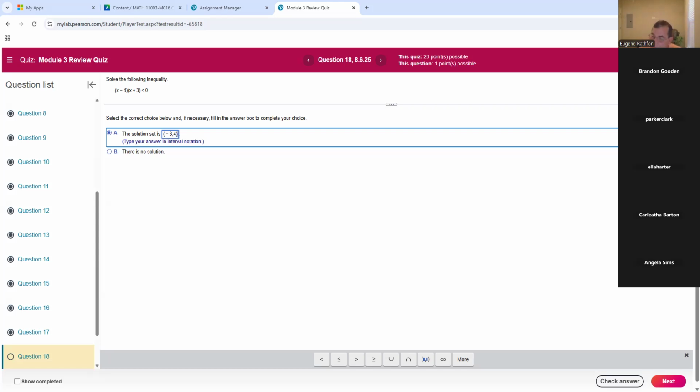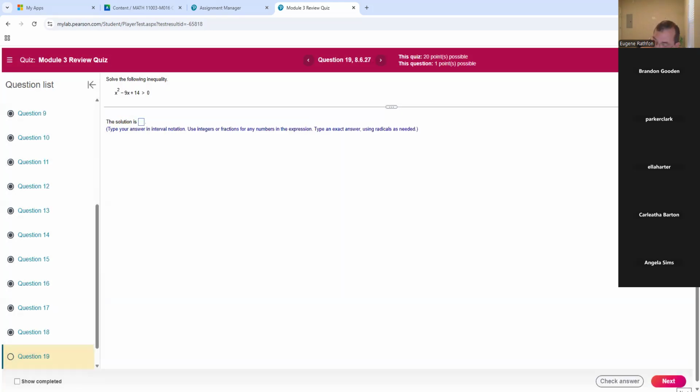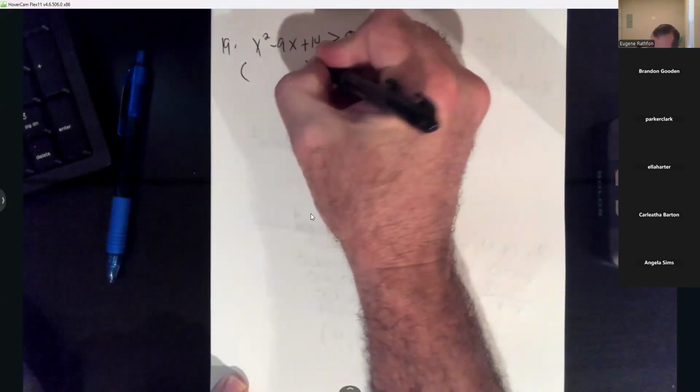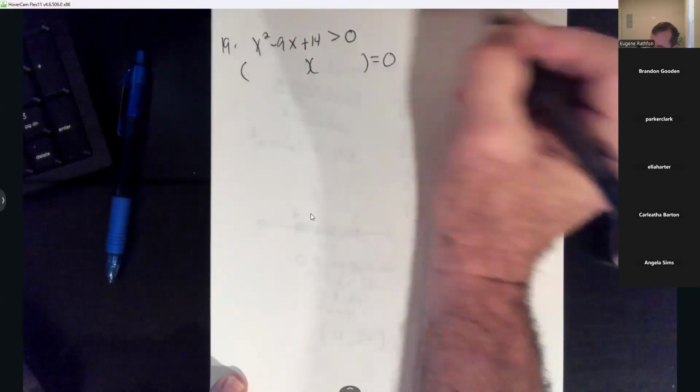Now, 19 will be the same thing. The difference on 19 is we got to factor it, okay? So let's see what we get on this 19. So 19, we got to factor x squared minus 9x plus 14 greater than 0. All righty, y'all. So let's go play with that one. All right, let me move that back up. So this one I got to factor. And then when I factor it, I'm going to set it equal to 0, okay?